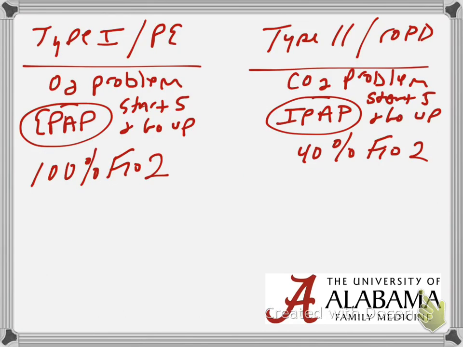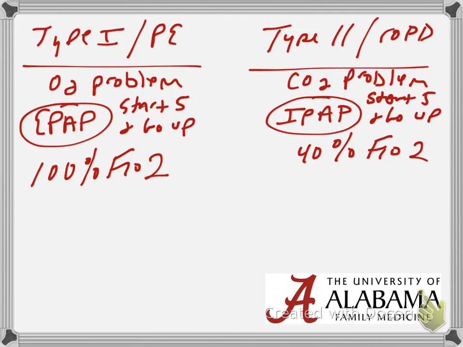So, a quick summary. In your type 1 respiratory failure with pulmonary edema, your CHF patient, it is an oxygenation problem. You're thinking about EPAP. You want to adjust the EPAP. You can start at 5 and you can go up. Typically, you're going to do 100% FiO2. You can titrate it as needed, but it's an oxygenation problem. Start them out at 100% FiO2. Put them on 5 to 10 of EPAP. Don't put them on any or very little IPAP.